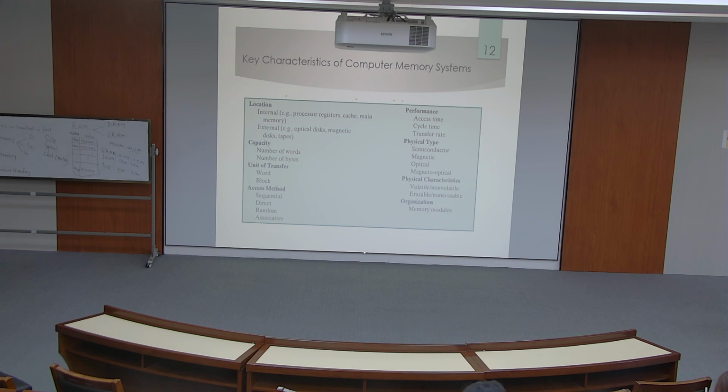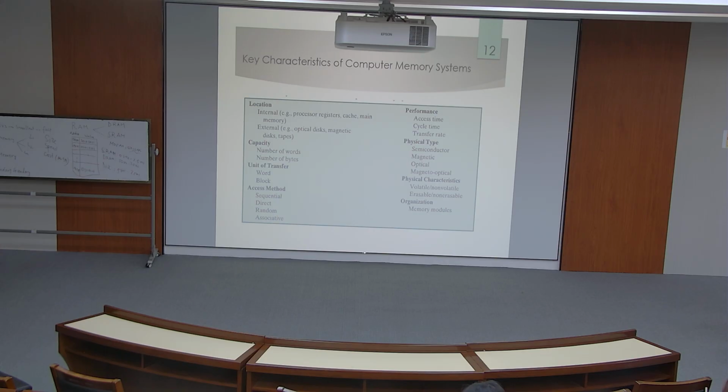The next one, we have units of transfer. We can use a word, or we can use a block of data. These are some of the units of transfer. The next one is about the access method, which we're going to learn shortly. We have the sequential access method, the direct access method, and we have random as well as associative. These are the access methods that the CPU uses to get access to the data stored in the memory.